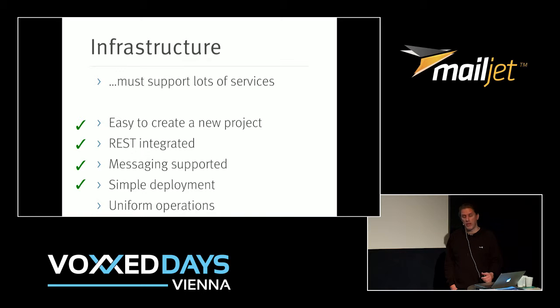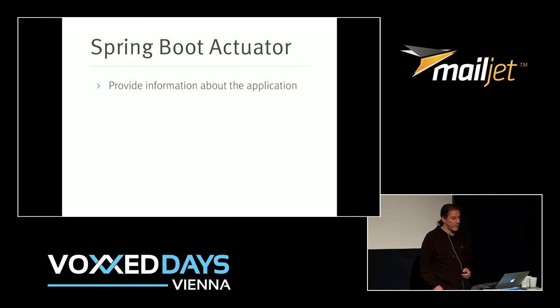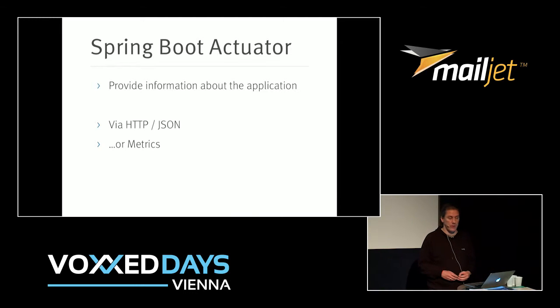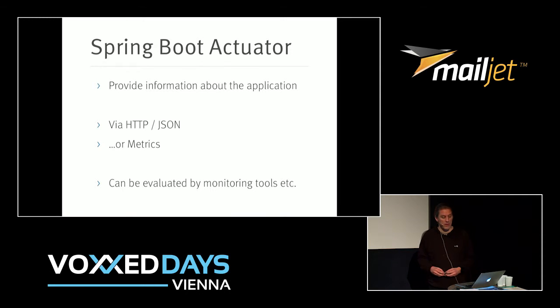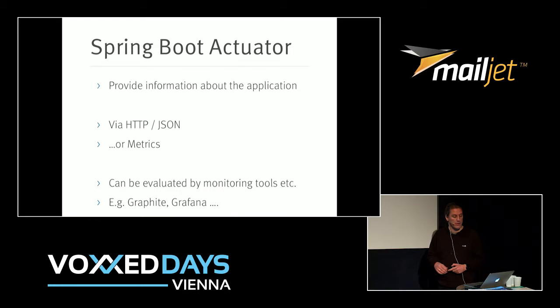So what about uniform operations? In Spring Boot, there is something called Actuator, and that provides some information about the application. It does so by using HTTP and JSON, and it uses the metrics framework from Dropwizard. So that way, it can be evaluated by monitoring tools such as Graphite or Grafana. So you can just send your metrics to such tools by providing a few command line options, or you can use the data that is provided to you by the HTTP interface and read out the JSON yourself. So that's up to you. So let me show that to you.